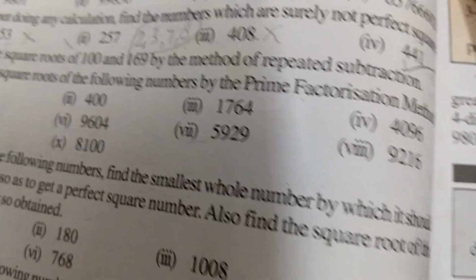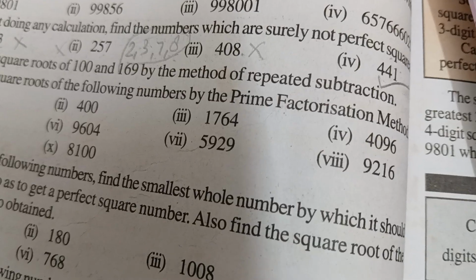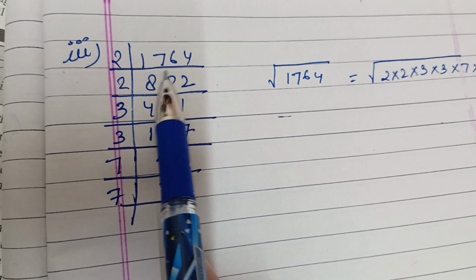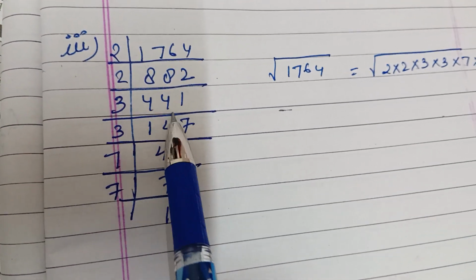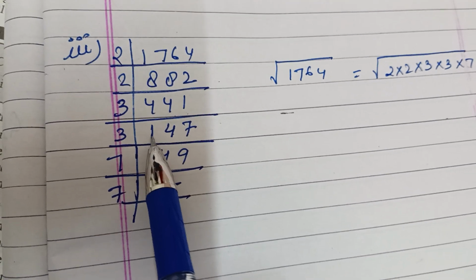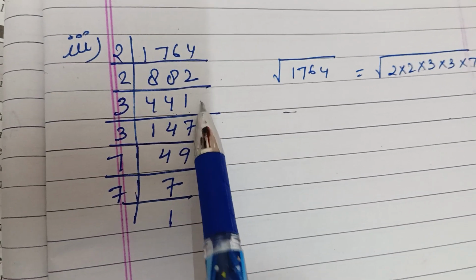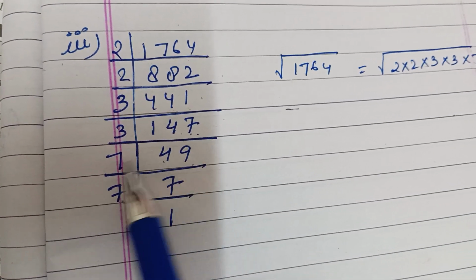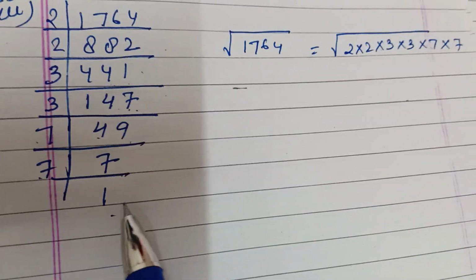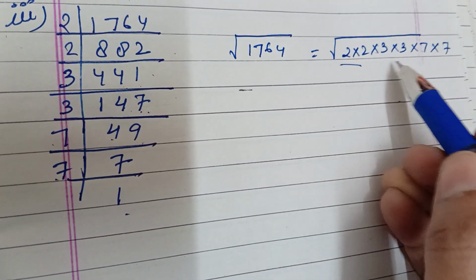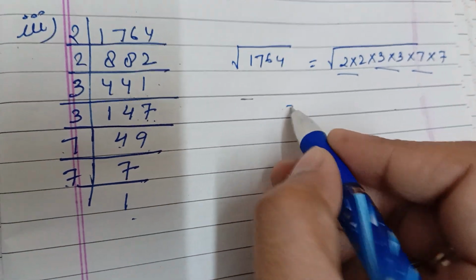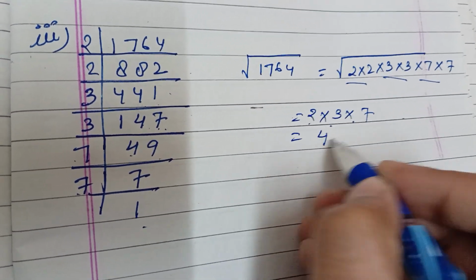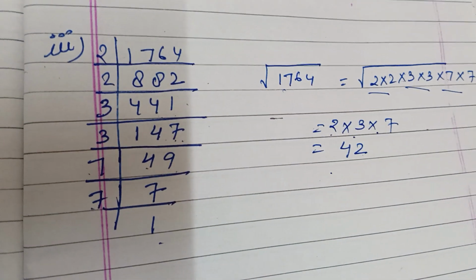Now the third is 1764. The prime factorization of 1764. 2 8s are 16, 2 2s are 4, 2 4s are 8, 2 4s are 8, 2 1s are 2, 3 1s are 3, 3 4s are 12, 3 7s are 21. Again 3 4s are 12, 3 9s are 27, 7 7s are 49, 7 1s are 7. Now pairing 2, 3 and 7. So 2 into 3 into 7. 2 3s are 6, 6 7s are 42. So the square root of 1764 is 42.